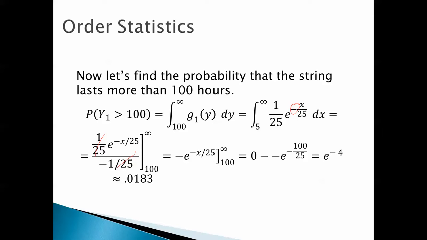Plug in infinity, you get nothing. Plug in 100, and you get negative e to the negative 100 over 25, which is e to the negative 4, which is about 0.0183.